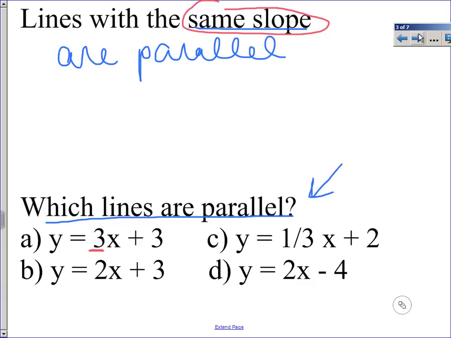I'm going to look at equation B, and see I have a slope of 2. For equation C, 1/3 is my slope, but for equation D, I have 2 as a slope. So D and B are parallel because they both have a slope of 2. There's no relationship between A and C. So the answer would be B and D are parallel.